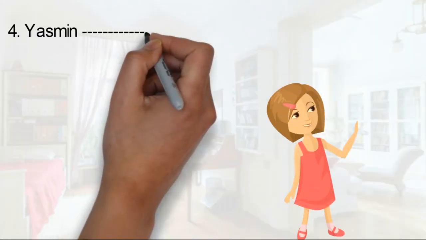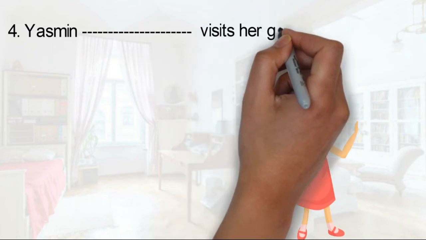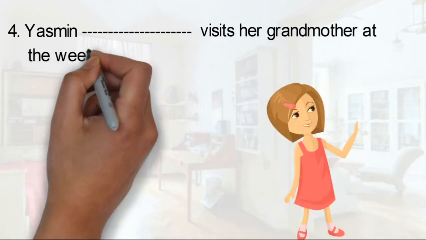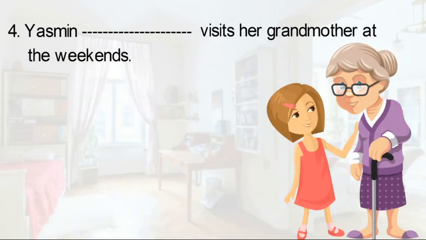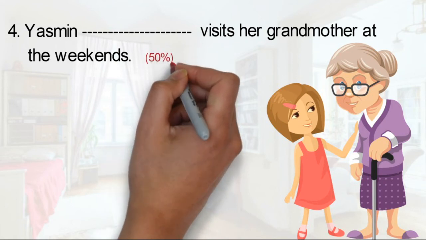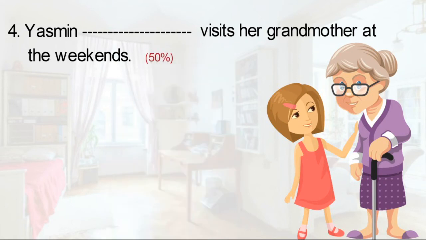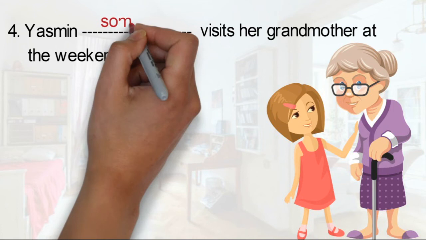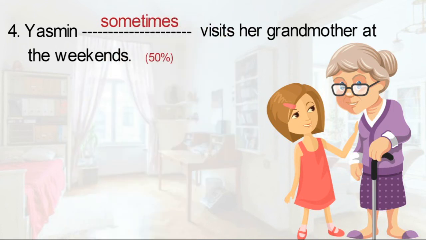Yasmin, blank, visits her grandmother at the weekends, 50%. What adverb of frequency means 50%? Yes, that's right. Sometimes. Yasmin sometimes visits her grandmother at the weekends.